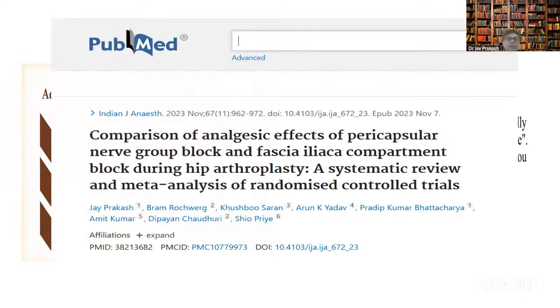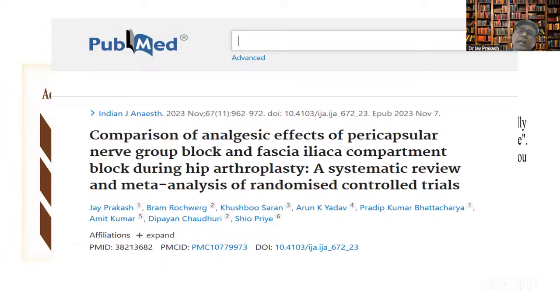Now, suppose I am giving the example of my published paper. Suppose there are two blocks, the pericapsular nerve block and the fossa iliaca compartment block, used during hip arthroplasty. Many studies have been published because the PENG block, the pericapsular nerve block, is a new block.